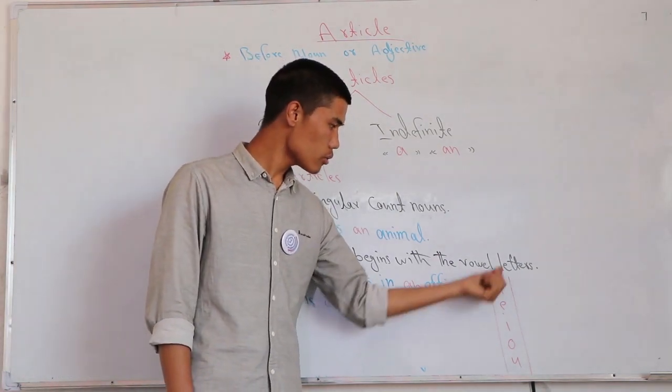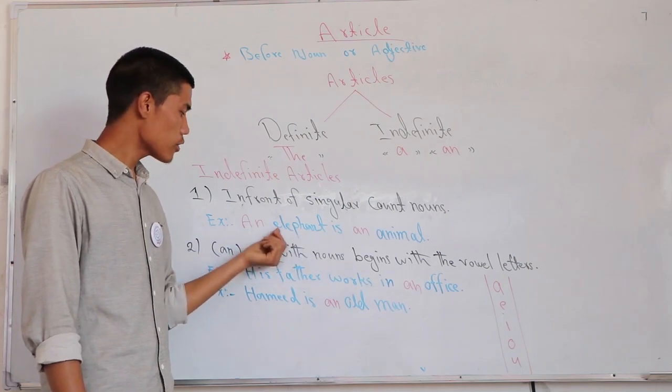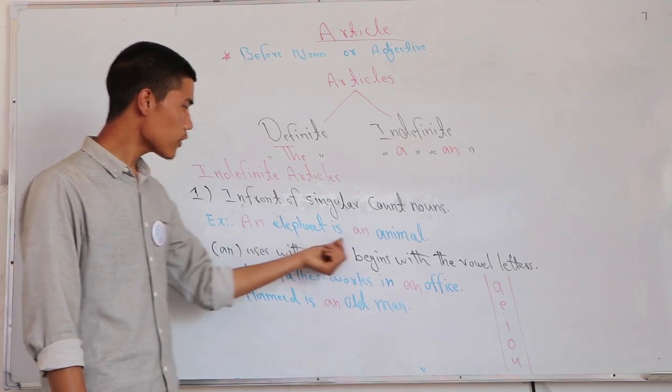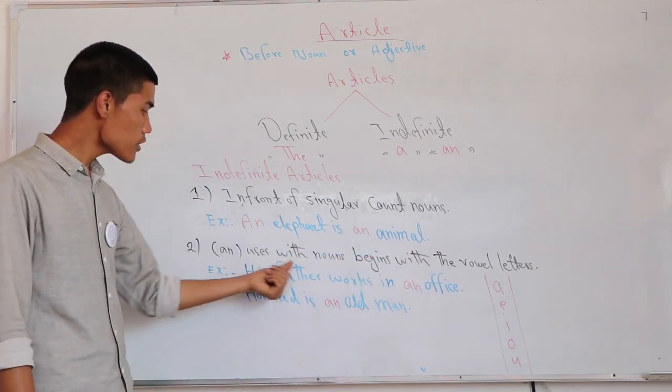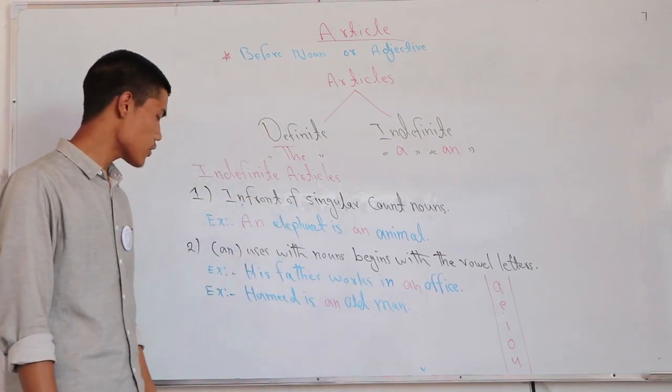A, E, I, O, U are vowel letters, and we have E here. Elephant begins with E, so we use "an". An elephant is an animal. Next, "an" is used with nouns that begin with the vowel letters, as we focused on in the first usage.